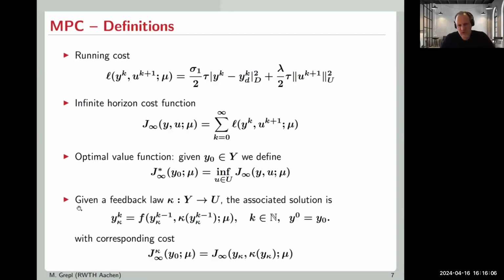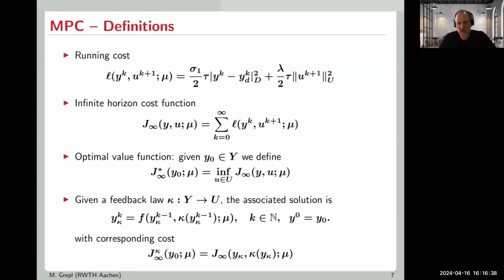And I require one more notation. Given a feedback law kappa from Y to U, we denote the associated solution by y kappa of k. So this control kappa appears as a subscript of y if we plug in this control kappa in our formulation. And we also denote the corresponding cost, if we plug this solution and the control into our cost functional, as J infinity of kappa.